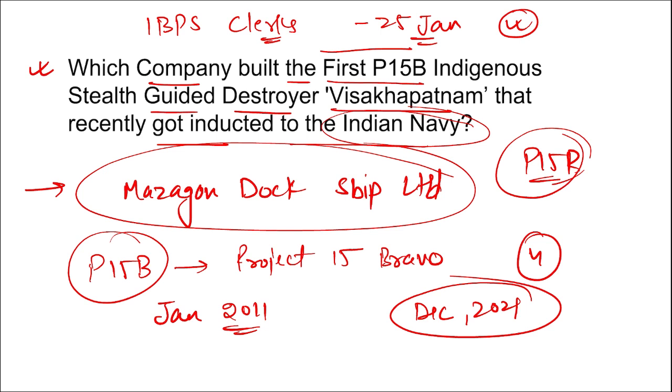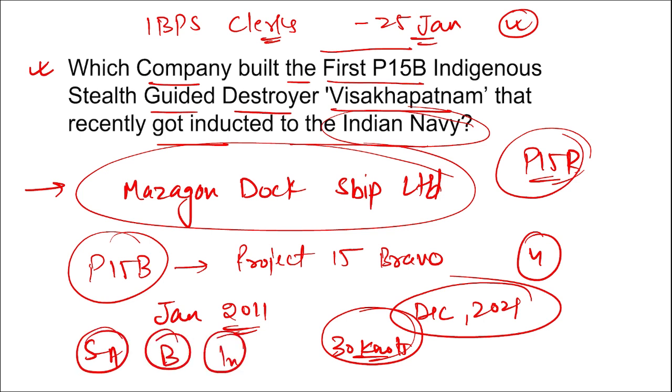Alright, then these ships will be propelled by 4 turbines. That means they can have a speed of maximum of 30 knots. Alright. Then this particular Visakhapatnam can carry surface to air missiles, BrahMos missiles, indigenous torpedo tube launchers, anti-submarine indigenous rocket launchers, and super rapid gun mount also can be used on this Visakhapatnam. Alright, so the correct answer for this was Mazgaon Dock Shipbuilders Limited.